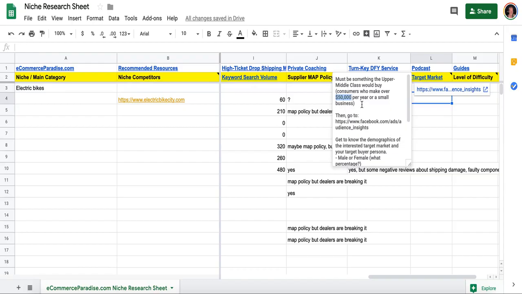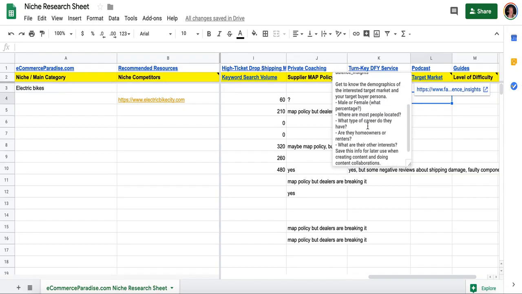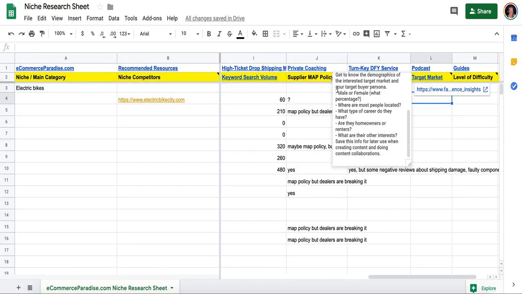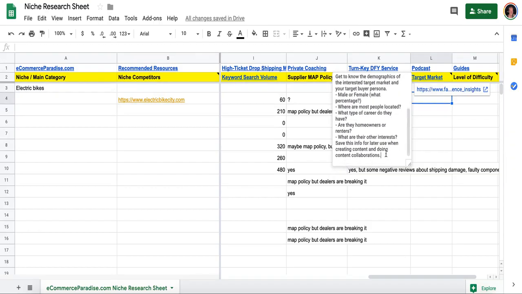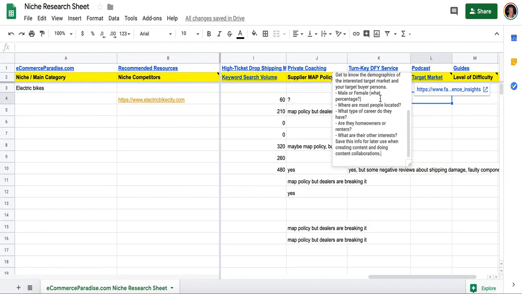The other thing we're going to check out is different demographics, so male or female. What are they? Where are they located? What type of career do they have? Are they homeowners or renters? What are their interests? And what is their age? So I should have that here, actually.